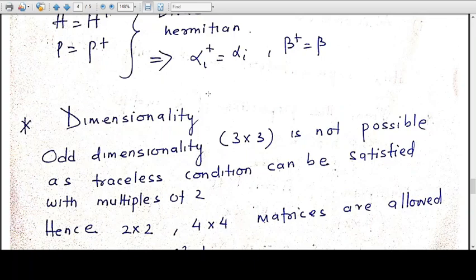Dimensionality. We have said it will be a matrix, so the matrix needs a dimension. So what type of dimension? Odd dimensionality, that is, the minimum odd dimensionality, 3 into 3, is not possible, as the traceless condition can be satisfied with multiples of 2. That is understandable.